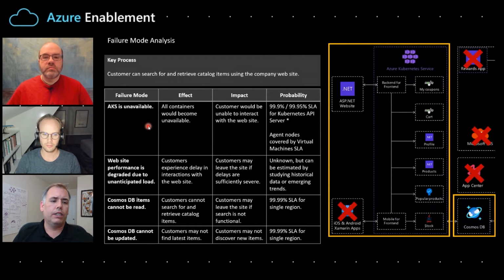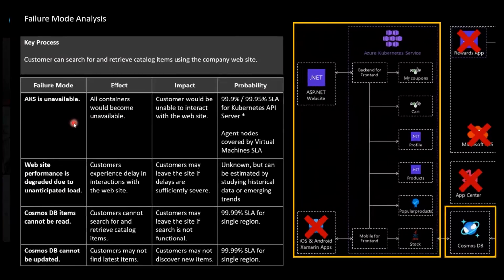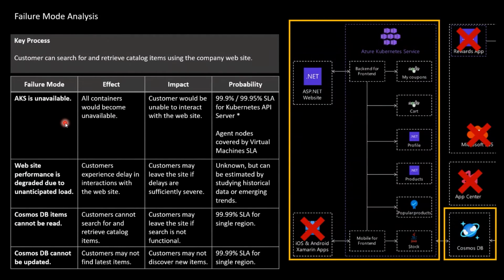So from a Cosmos DB perspective, there are two different scenarios that we'll talk about. One is that Cosmos DB items may not be able to be read. So something is going wrong with Cosmos, and you can't read those items. In that case, your customers can interact with your website, but they can't perform the searches. So for the purpose of this key process, this is still not a good situation. And similarly for impact, they still may leave your site because they can't actually get to what they're looking for.